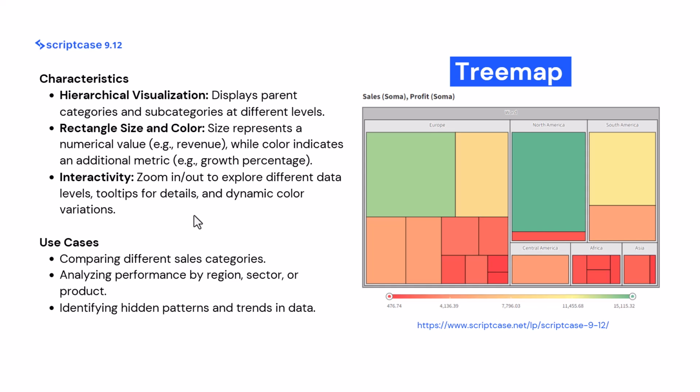And then you have different use cases as well. For example, comparing sales as we did, analyzing performance by region, sector or product, identifying hidden patterns and trends in data. As we saw, we have this option to zoom in and zoom out to explore different data levels, and also the colors and sizes according to the data. And this is the tree map.